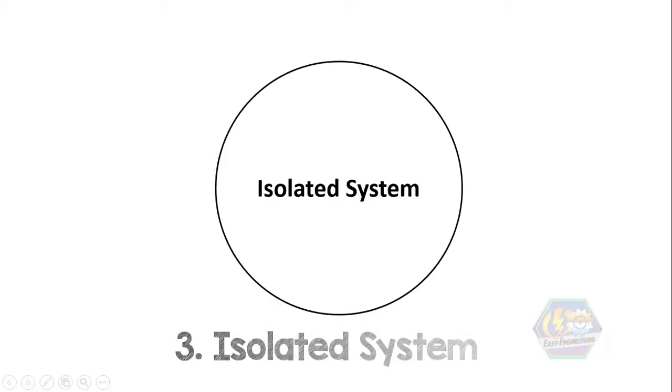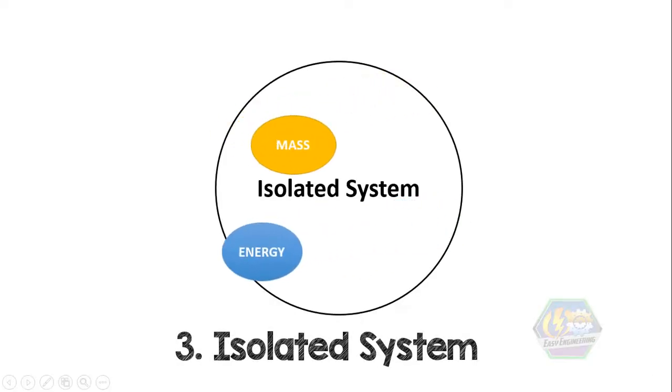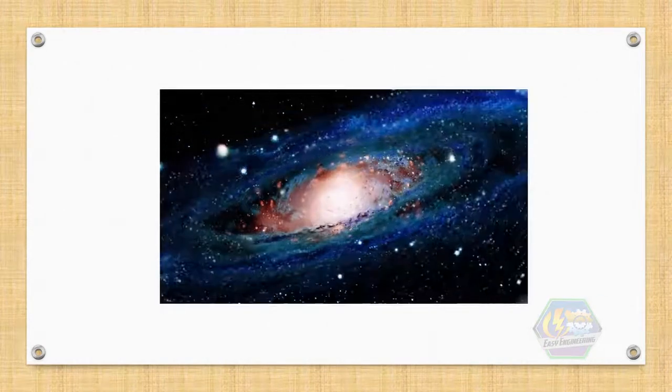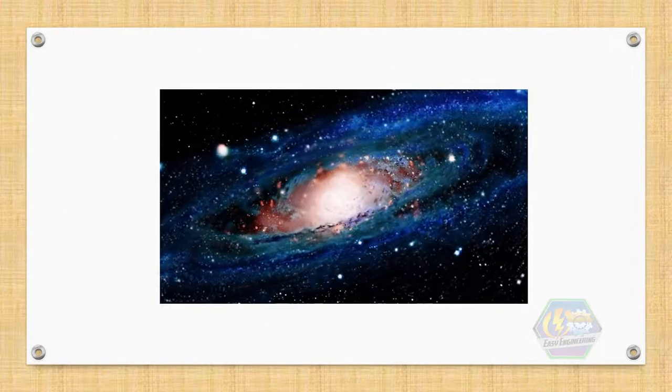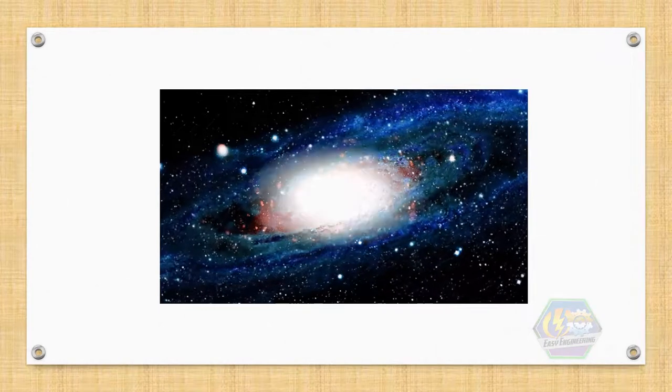The third system is the isolated system. An isolated system is a system in which both the energy and mass are not allowed to pass. In the real world, the only sample system that we can actually label as an isolated system is the universe itself. But for the sake of learning, we have systems that we call an isolated system, as it acts like an isolated system for a finite period of time.